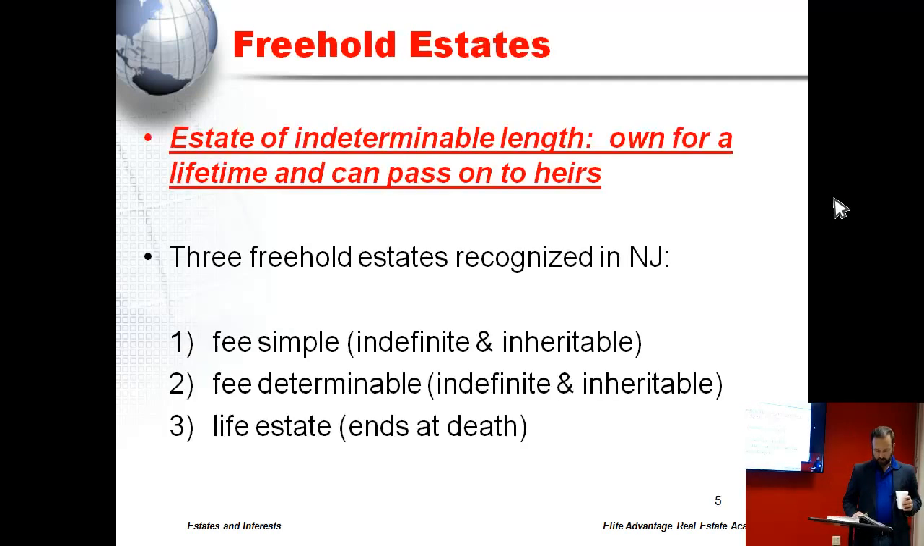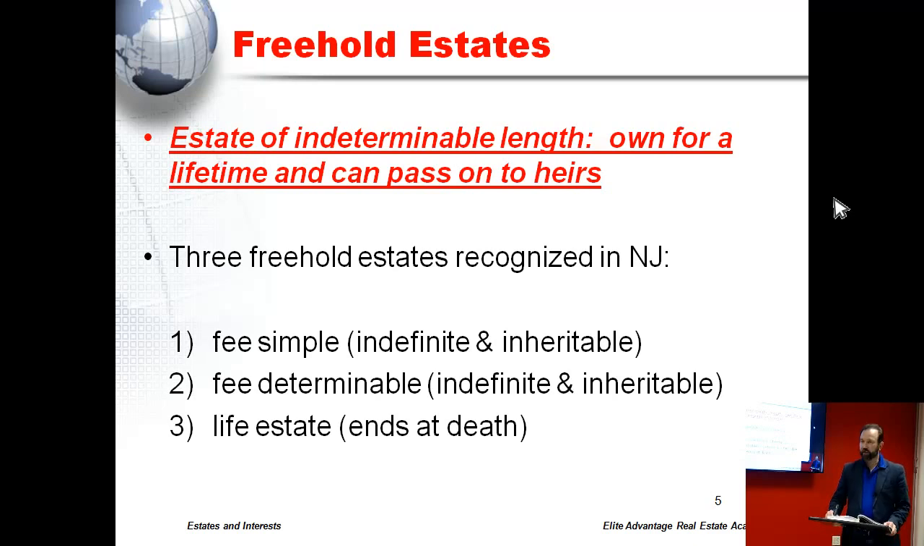And a freehold estate is basically, well, let's back up to page 74. The amount and kind of ownership interest that a person has in the property is an estate in land. Estates in land are divided into two major classifications. One is a freehold estate, and one is called less than freehold. Freehold estates are estates of indeterminable length. You own for a lifetime and can pass it on to your heirs, which means you can actually own the property forever and ever.